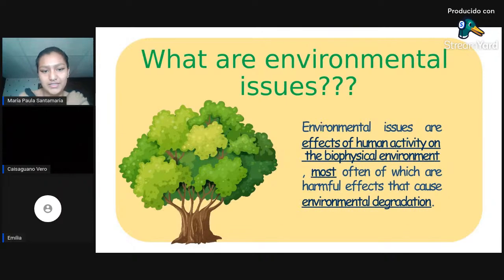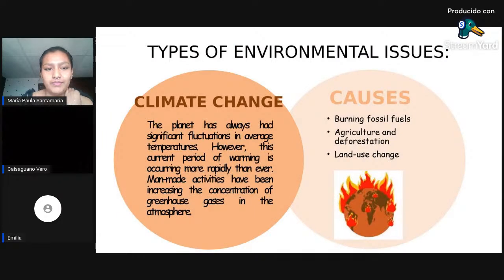What are environmental issues? Well, environmental issues are effects of human activity on the biophysical environment, most often of which are harmful effects that cause environmental degradation. There are many types of environmental issues. The first one is climate change.